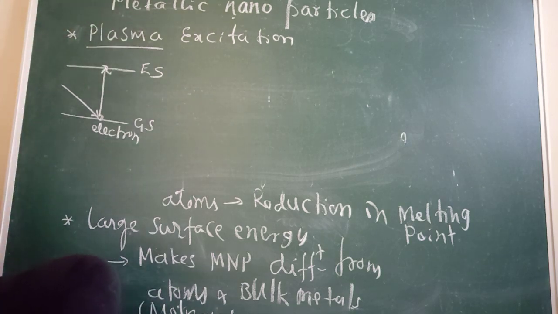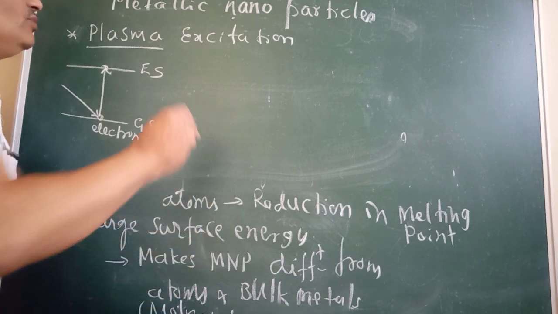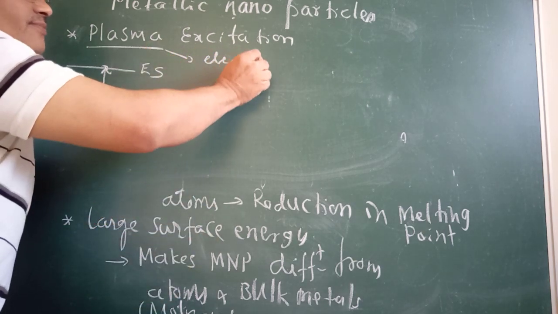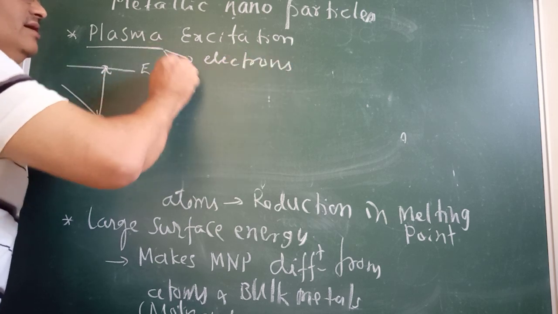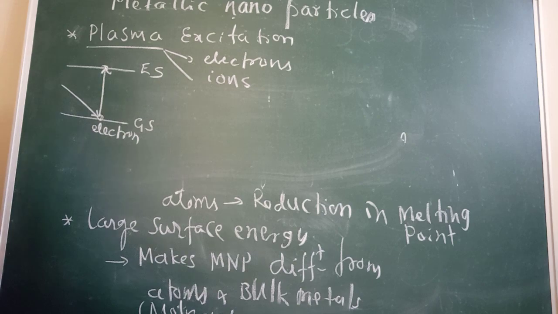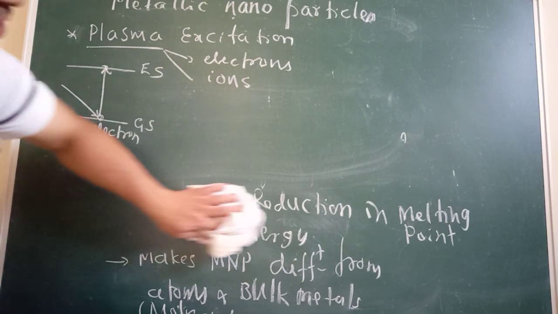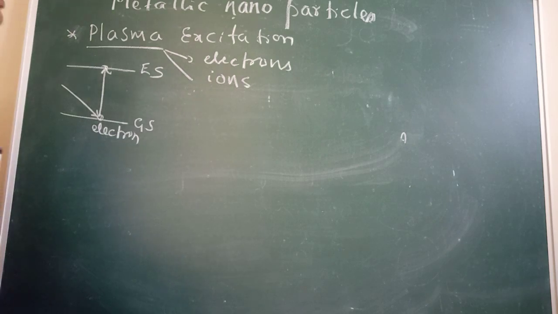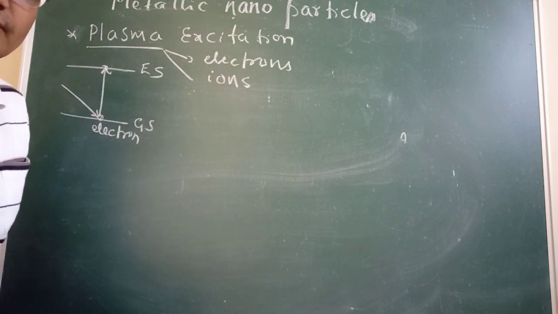Here, a group of charged particles. What are charged particles? Charged particles are of two types: one is electrons and another one is ions. Ions are positively charged particles and the electrons are negatively charged particles.